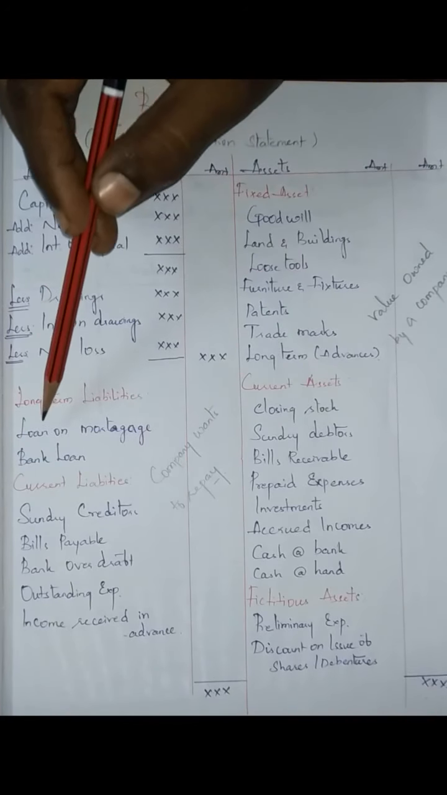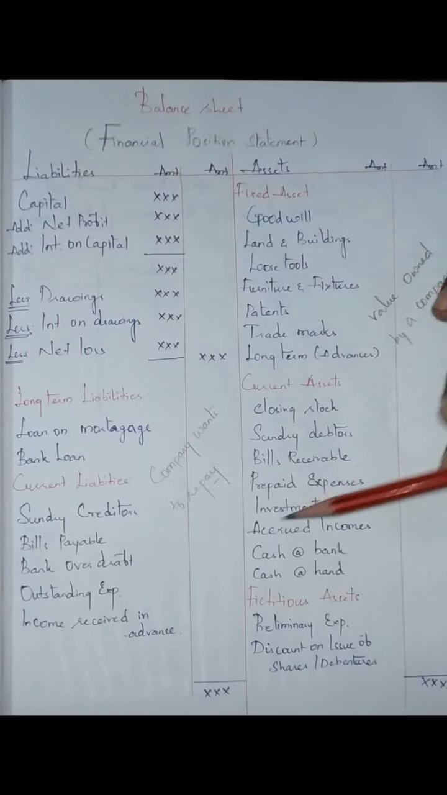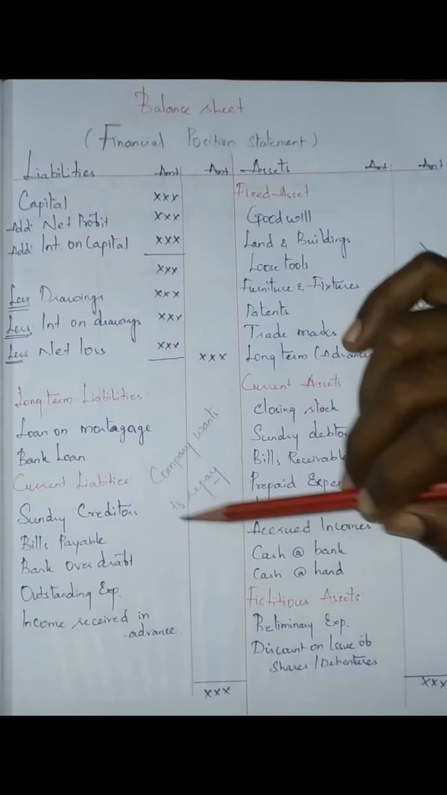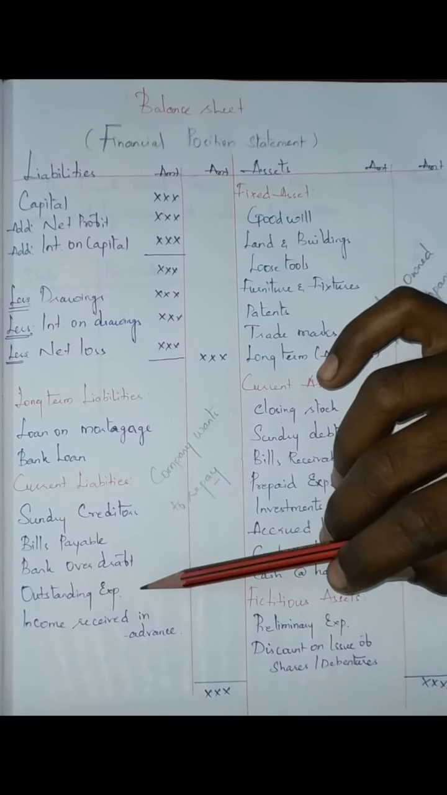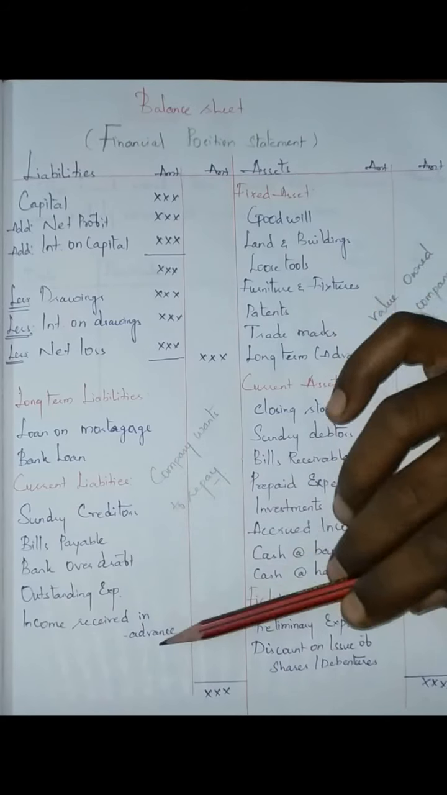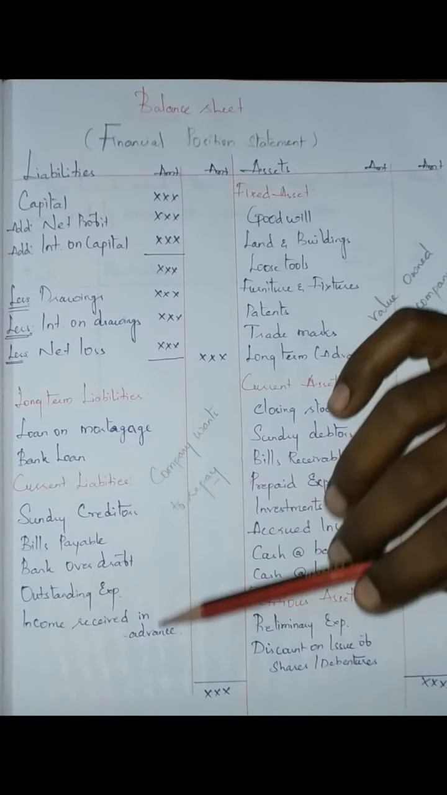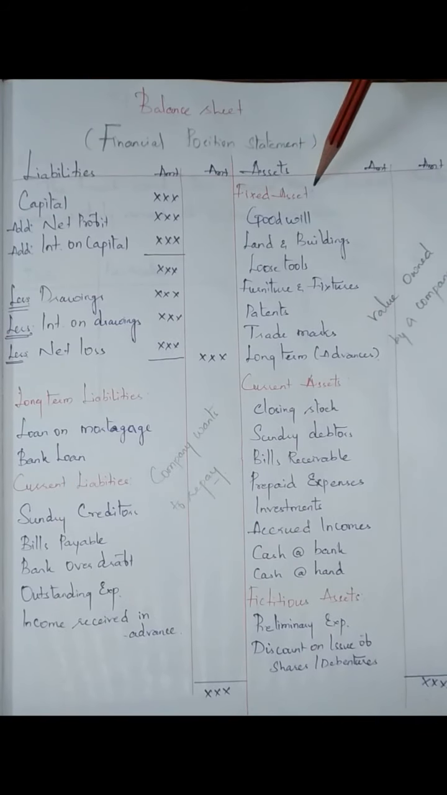In long-term liabilities, there are loans on mortgage and bank loan. And current liabilities are sundry creditors, bills payable, bank overdraft, outstanding expenses, and income received in advance. So these are the items of our current liabilities. And meanwhile, on the asset side, there are classifications. One is fixed assets, another is current assets.